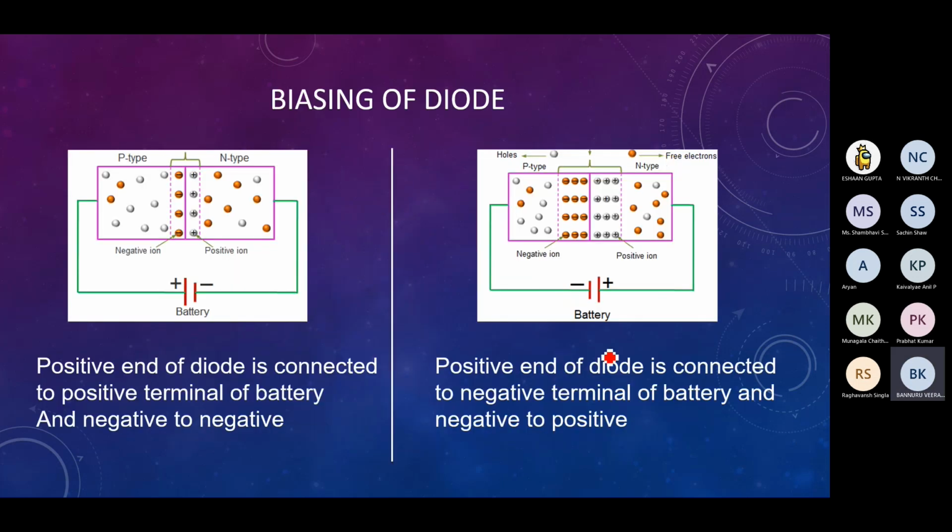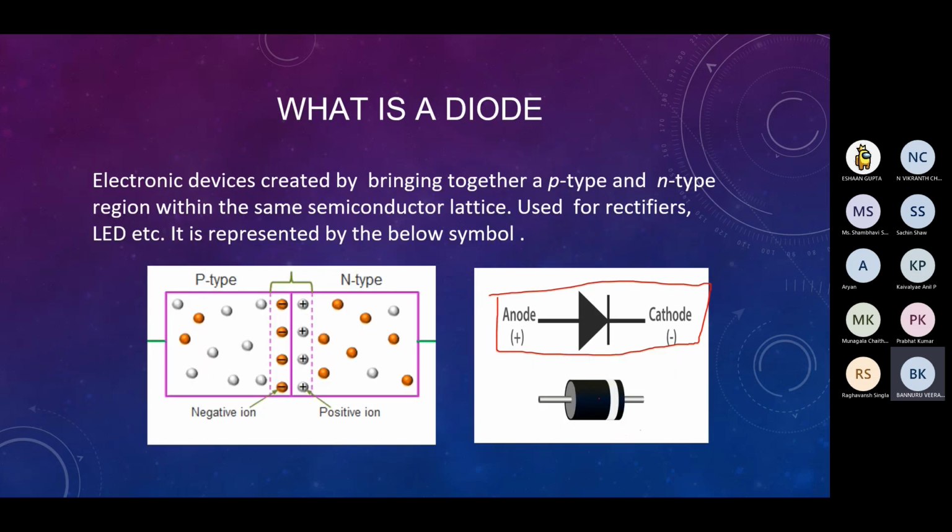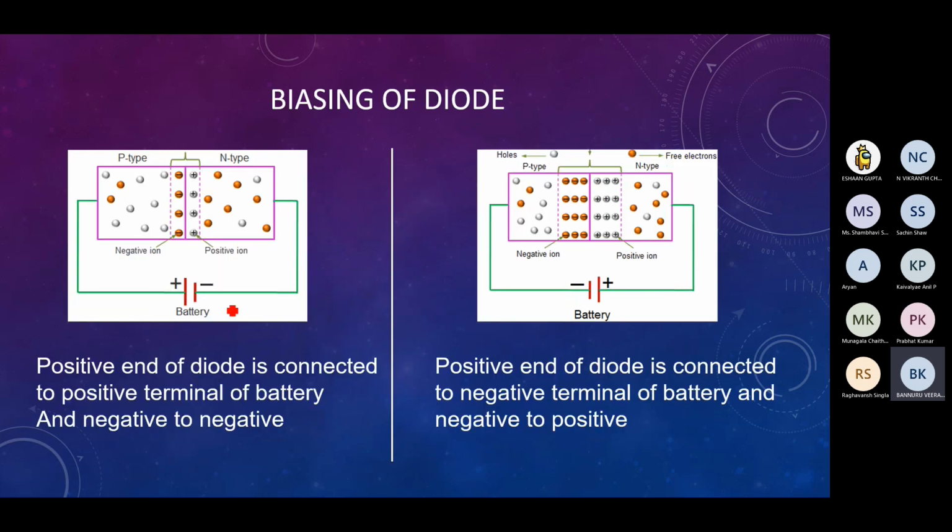Biasing of a diode. You can see that this is the positive terminal of the diode and it is the negative terminal. If we connect the positive terminal of the diode to the positive terminal of the battery, it is in forward bias. In forward bias, as we can see, the width of the depletion region is very small, which allows current to flow in this direction because of the charge carriers.